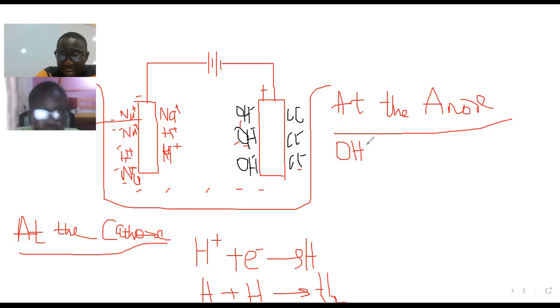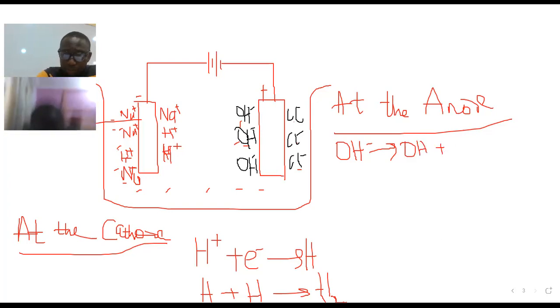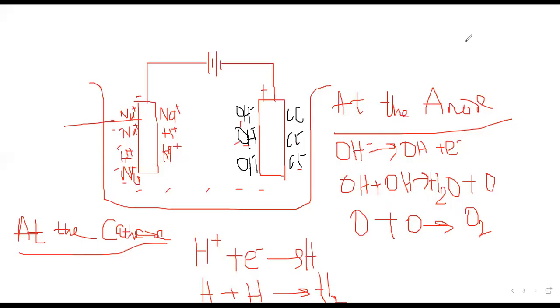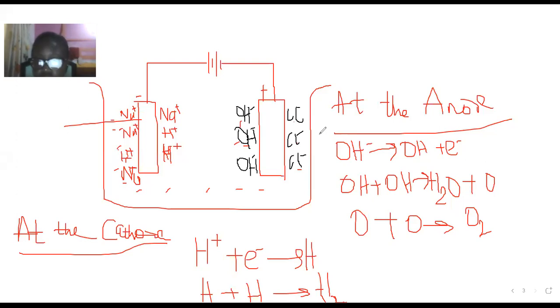Now, how do we represent that? Remember, this is the hydroxide ion. It is losing an electron, so that becomes OH. Now, at the anode, the hydroxide ion is discharged. Because of that, we have hydroxide reacting with hydroxide to give us oxygen. That's what we have here. Oxygen gas is released, therefore, at the anode.